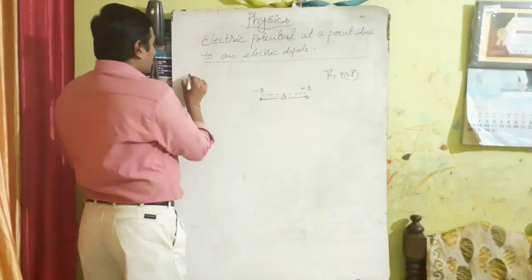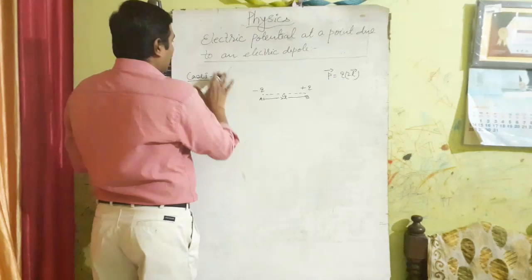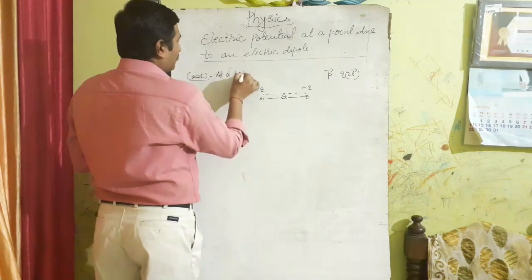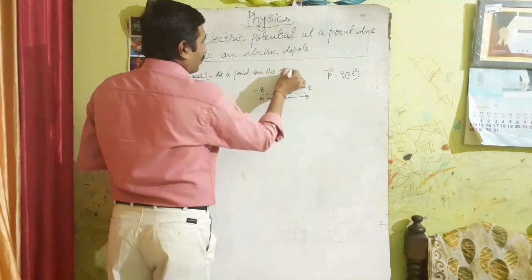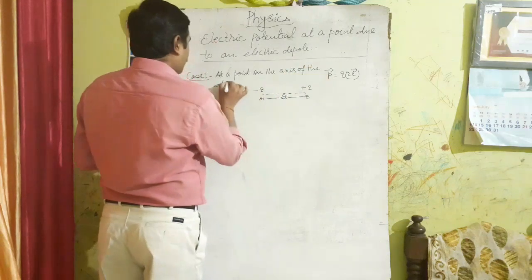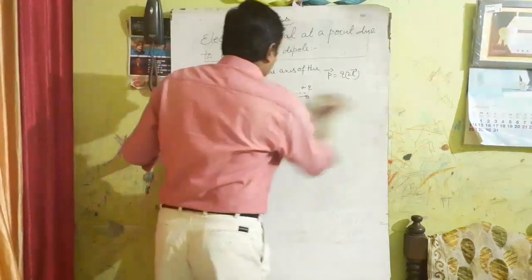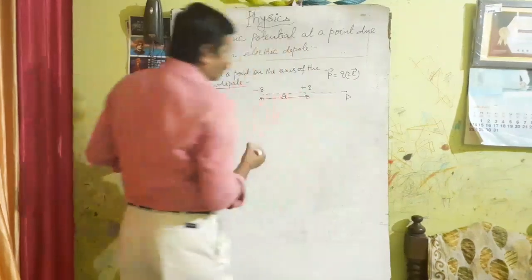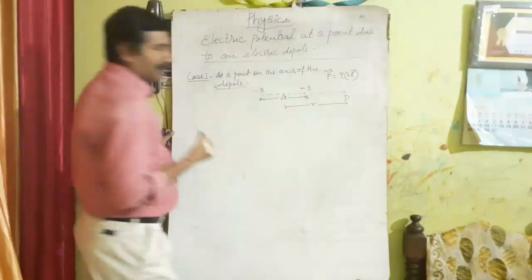Here we will be discussing case 1, when the point is on the axis of the dipole. You see, this is the axis of the dipole. So let us consider a point P here on the axis of the dipole at a distance small r from the midpoint of the dipole.